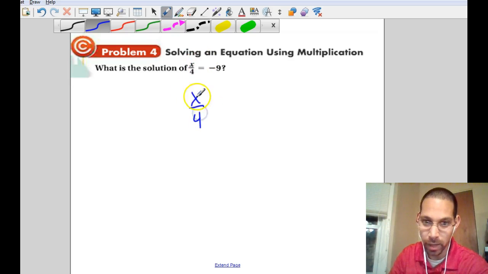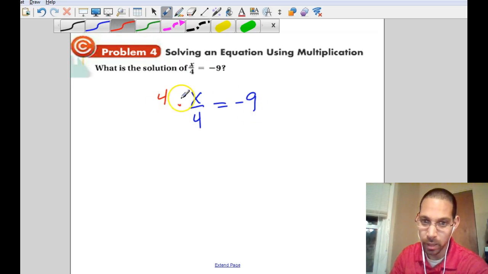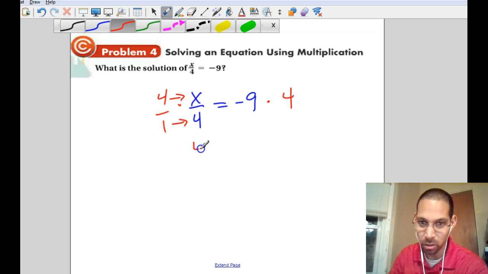So you start with x being divided by 4. You want to undo the division with multiplication. So multiply this side by 4, which means you also got to multiply that side by 4. Most people skip this step, but really what's happening here is we're multiplying two fractions. Fractions are multiplied straight across. You get 4x over 4. 4 times x is 4x. 1 times 4 is 4. 4 divided by 4 is the same as 1x.